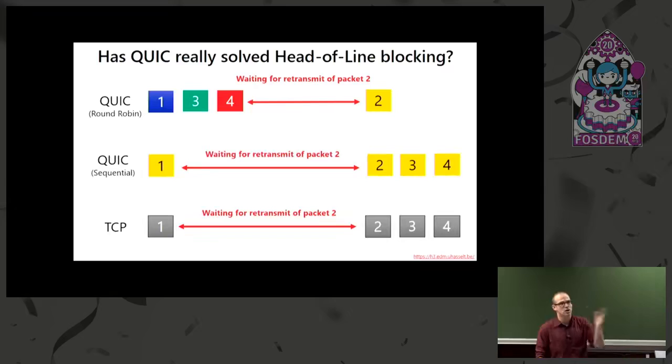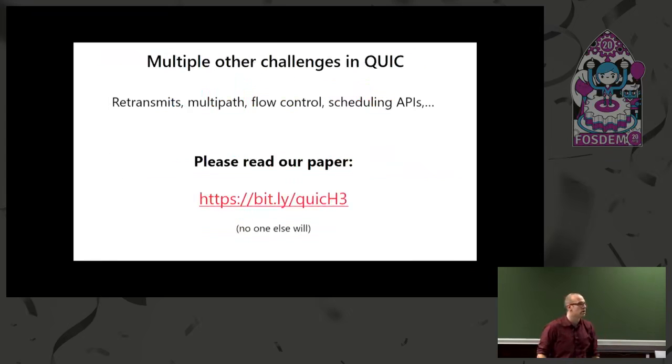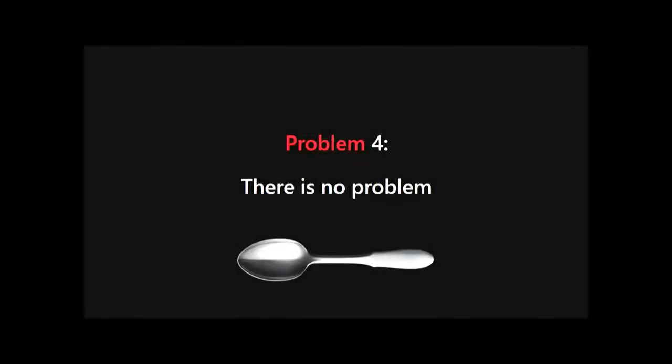So QUIC brings a whole lot of new different challenges that reflect up to what we want to happen in the HTTP layer. This is just one example. There are many, many, many more. As chance has it, I just finished a new paper on this. Please go and read it, or come talk to me afterwards if you want to know more of these details. Because it's about time for me to start wrapping up with the fourth and probably most important problem.